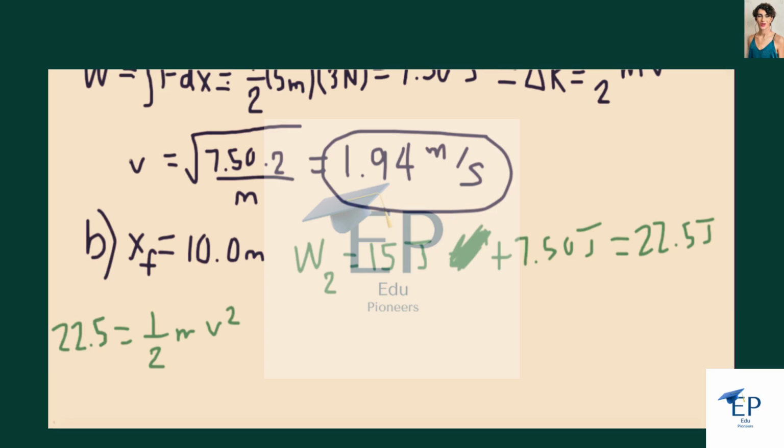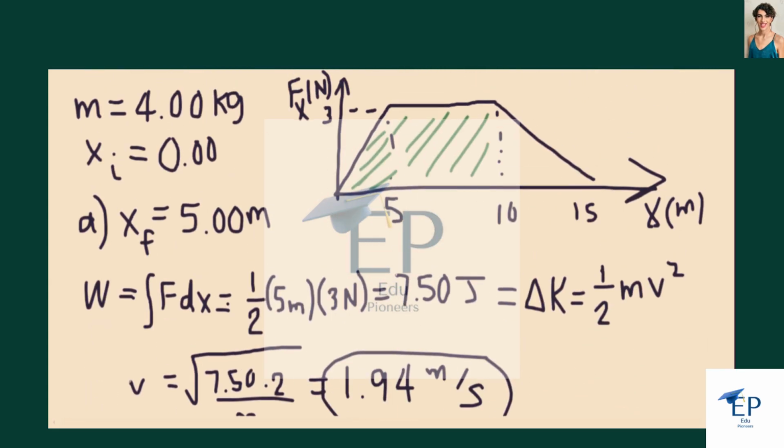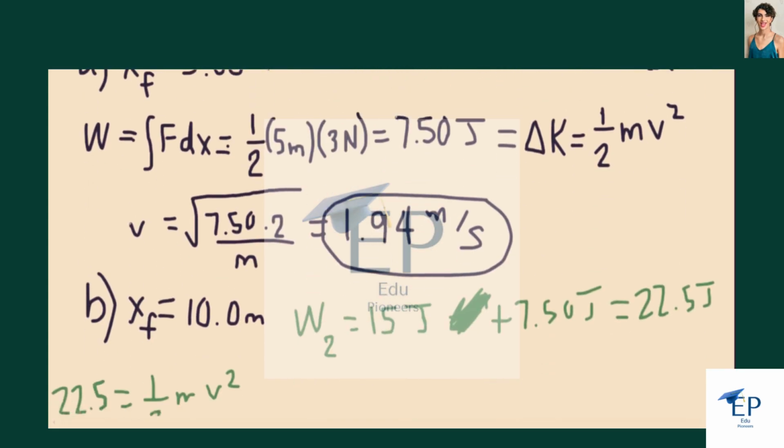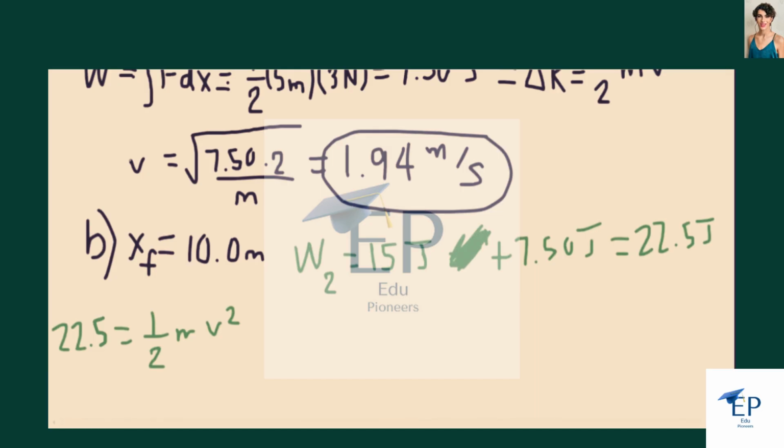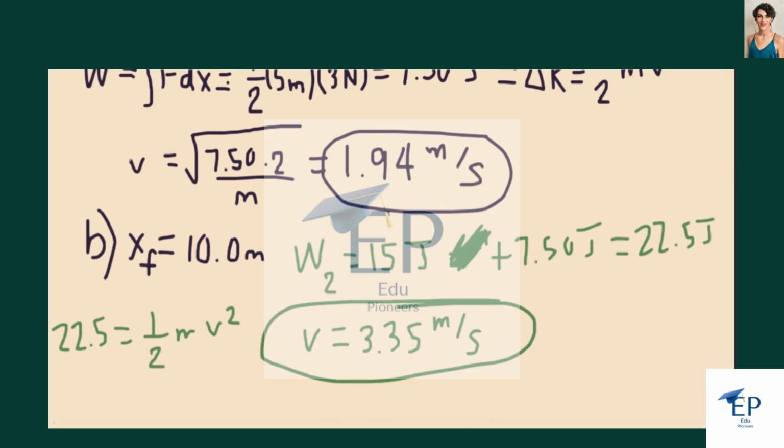So multiply that times 2, gives me 45. Divide by the mass, which is 4, gives me 11.25, and then I take the square root of that. 3.35 meters per second. So again, I just did the total work from when it was at rest.